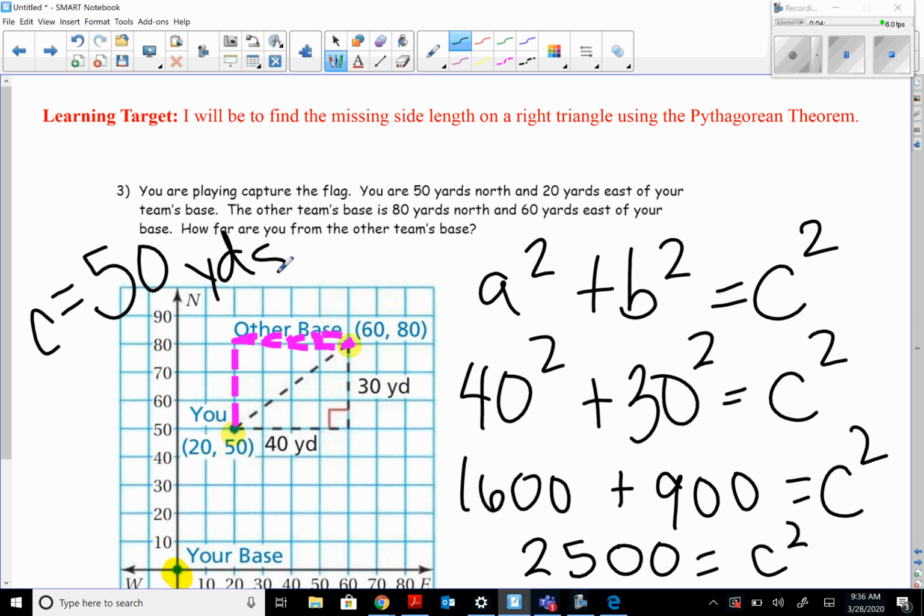And I'm just going to do a quick check. 50 to the second power is 2500, and 40 squared plus 30 squared is also 2500, so it does verify.